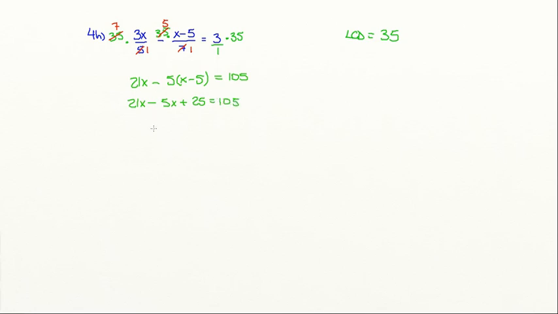Okay, let's put our like terms together. Subtract 25 from both sides. Divide both sides by 16. And x equals 5.